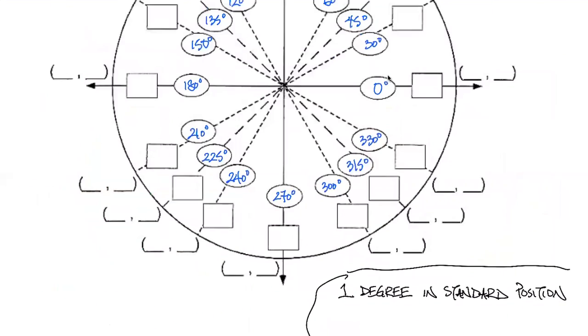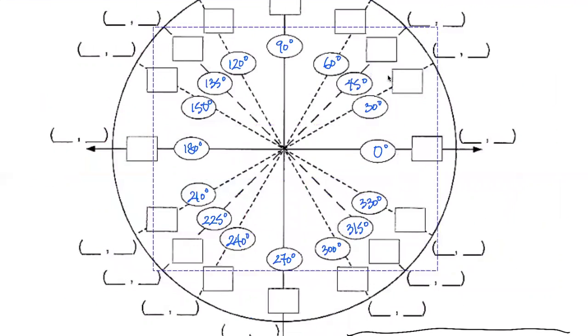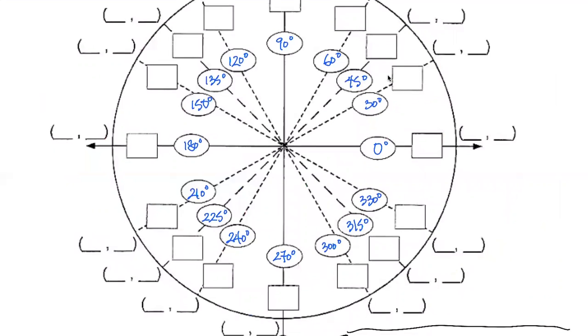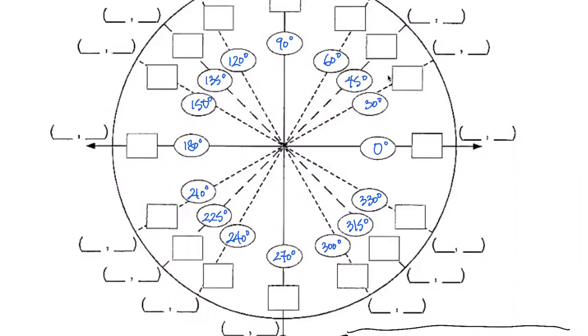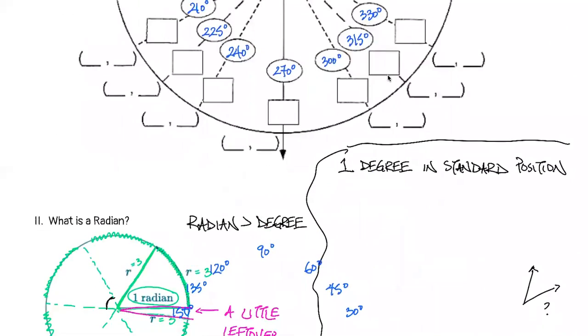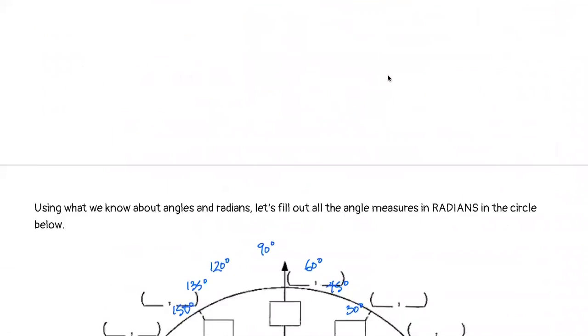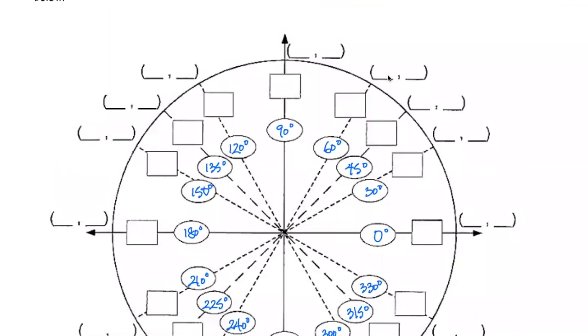Okay, but before we get there, I actually want to fill in some of the radian measures that we already know so far. Okay, so we know at 0 degrees, this is also 0 radians, right? And how many radians is it when we get to 180 degrees?